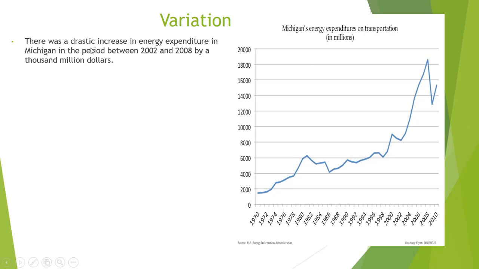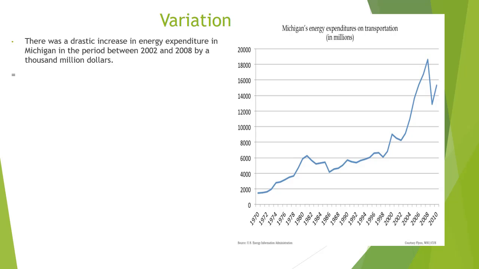There was a drastic increase in energy expenditure in Michigan in the period between 2002 and 2008 by $1,000 million, okay? Because here, look, it was 8,000, and then it became 18,000, okay? So we can say by $1,000 million, or we can say by $1 billion, or we can say it increased from $8,000 to $18,000. These are all valid ways to express the same meaning.